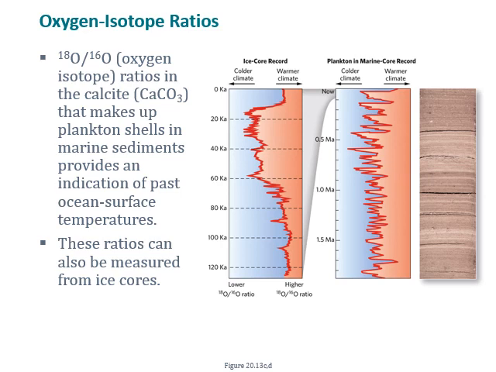Oxygen isotope ratios in calcite that make up plankton shells in marine sediments provide an indication of past ocean surface temperatures. These ratios can also be measured from ice cores. I encourage you, if you don't understand how oxygen isotope ratios work, to look it up on Wikipedia for a detailed explanation of why a high level indicates a warmer climate and a low level indicates a colder climate.